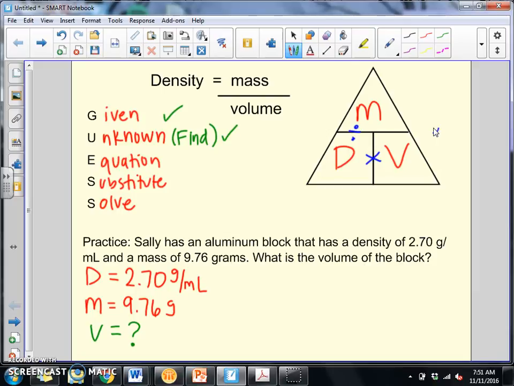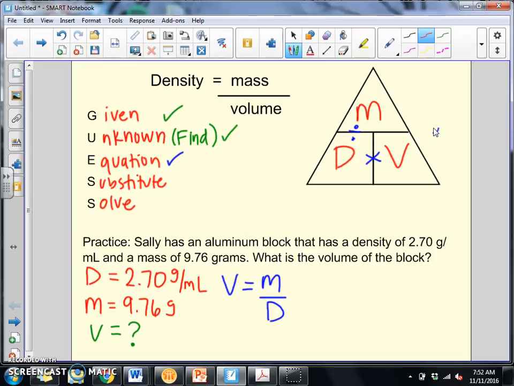So I'm going to write my formula. Volume equals mass divided by density. And I'm actually going to abbreviate that. Mass divided by density. So I have done my third step, my equation. Now I need to substitute. When I substitute, all that means is to plug in the numbers that were given to me.